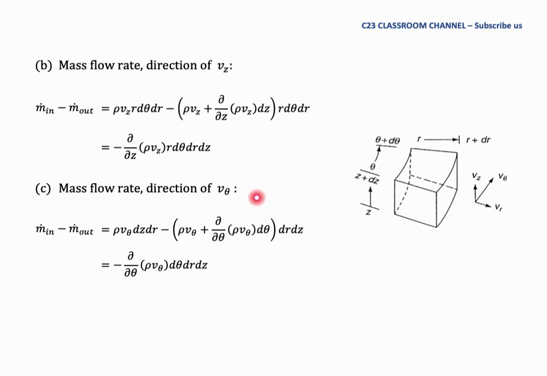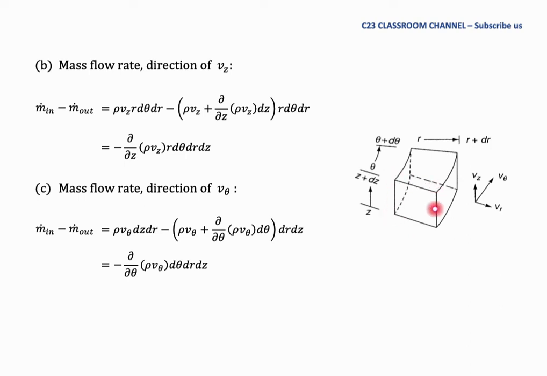Next, we calculate the mass flow rate in the direction of theta, the angle here. You can imagine that we have the inlet from here to here, and the outlet is from this surface going forward like this. The mass flow rate at the inlet is calculated using the same equation, rho A V. Rho is the density, the velocity is v theta, and dz dr is the cross-sectional area. So we have dr here, and we have dz here.